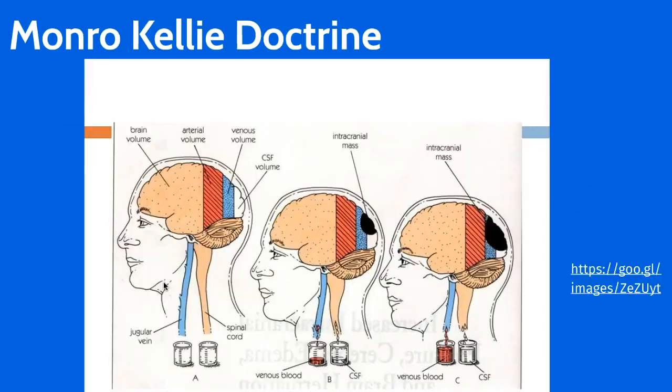Here's a pictorial documentation of that. As you can see in panel A, we have normal physiology with the brain volume, the arterial and venous volume with the CSF. As you put in an intracranial mass and compress this area, some of these spaces decrease. And as this mass gets bigger and bigger, you can see that the CSF is being pushed and pushed out of the space of the brain, and eventually you can cause impingement of the brain parenchyma.